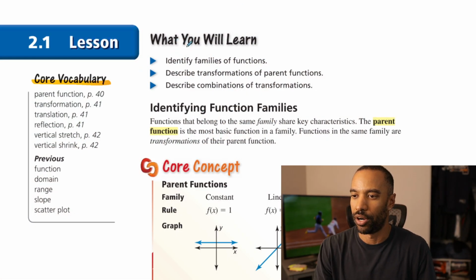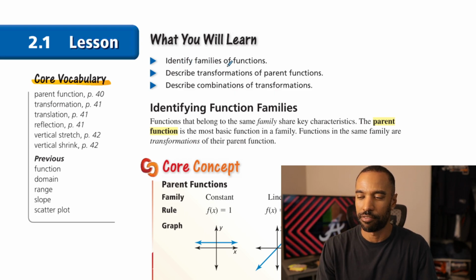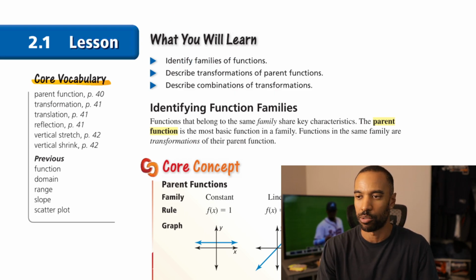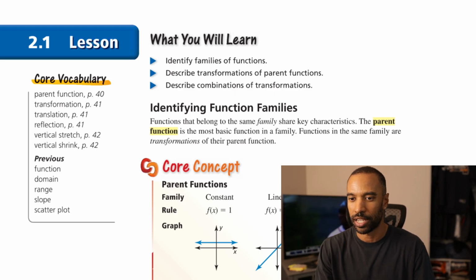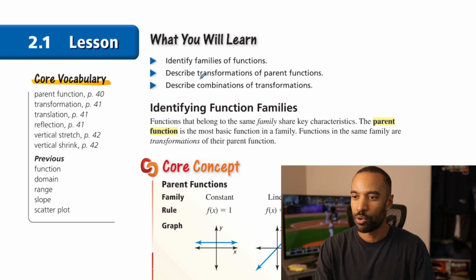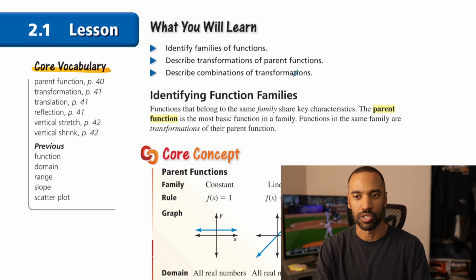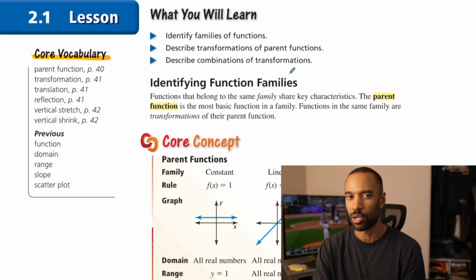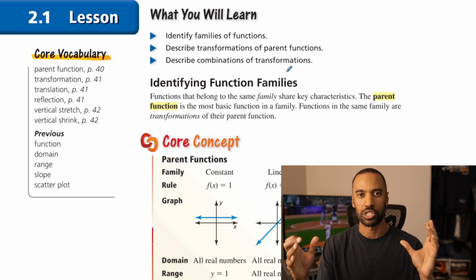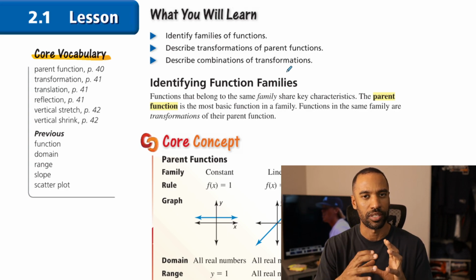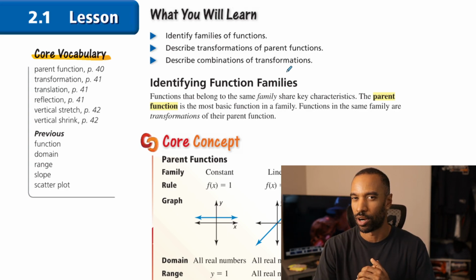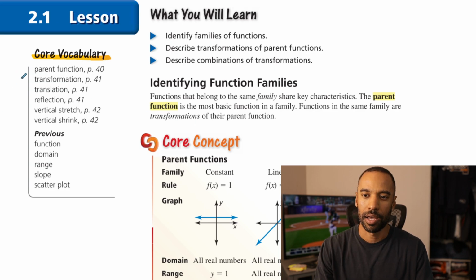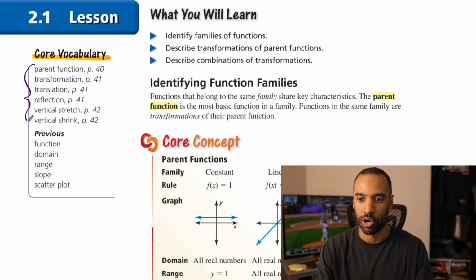We're going to learn to identify families of functions, the different types that I just mentioned before: constant, linear, absolute value, and quadratic. We're going to describe transformations of parent functions and describe combinations of transformations. Now, the second one, transformations of parent functions, is something we did a lot in IM2, so I don't think it's really different here. I think it's really just a lump sum of everything we did in IM2 in one section with a little bit more exploration, I'm sure. Core vocabulary, again, these are phrases you might have heard in IM1 or IM2 as a whole.